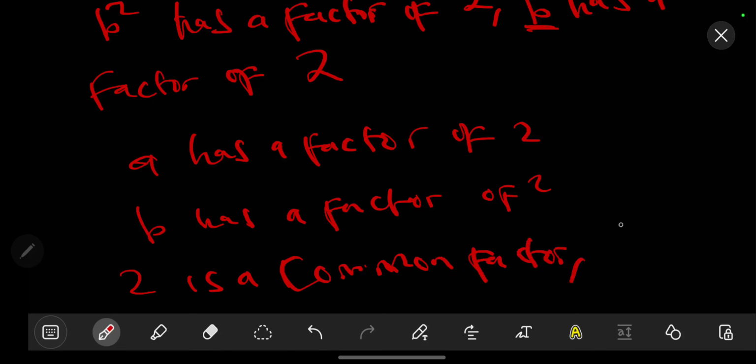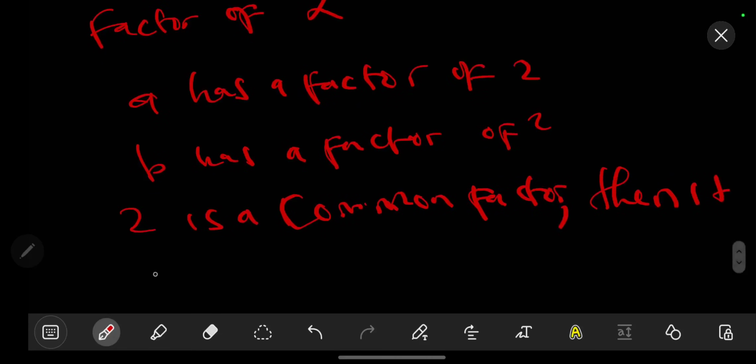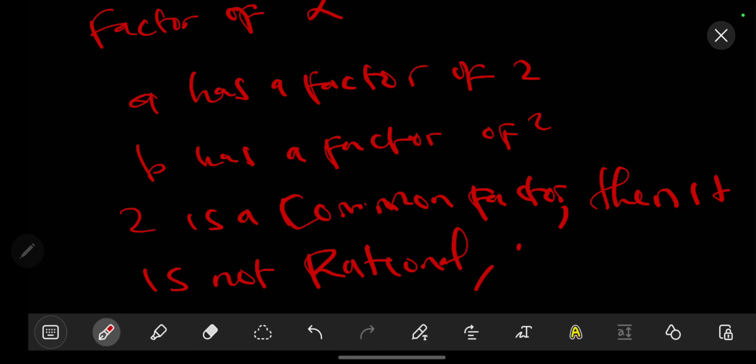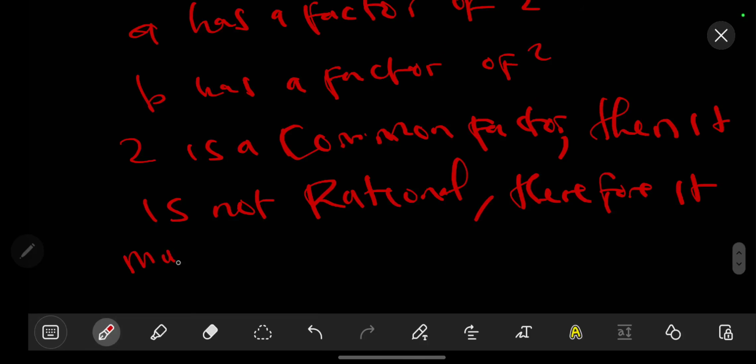We can conclude then that it is not rational. Therefore, it must be irrational. So if it is not rational, it means it is irrational. So that is how we solve that one.